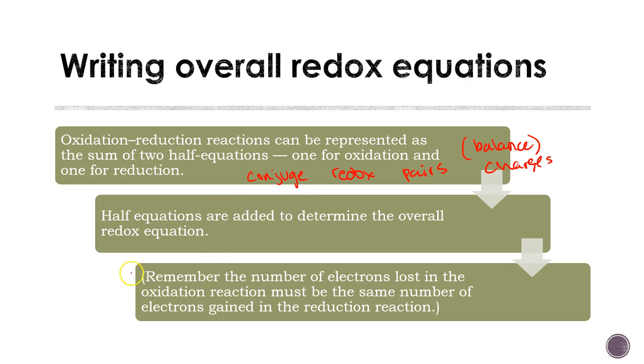And then we need to make sure that the number of electrons lost in the oxidation reaction must be the same as the electrons gained in the reduction reaction. Because remember, oxidation and reduction happen simultaneously. They can't happen independently. So we need to make sure that any electrons that are given off are accepted by something as well.